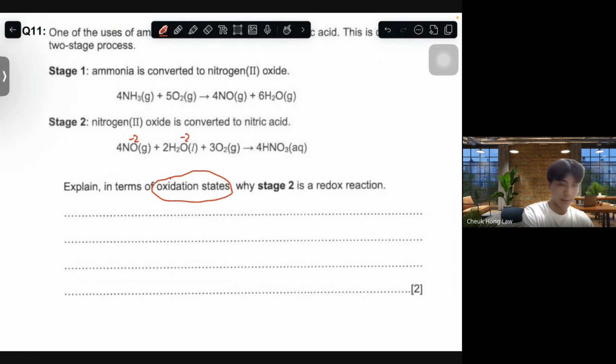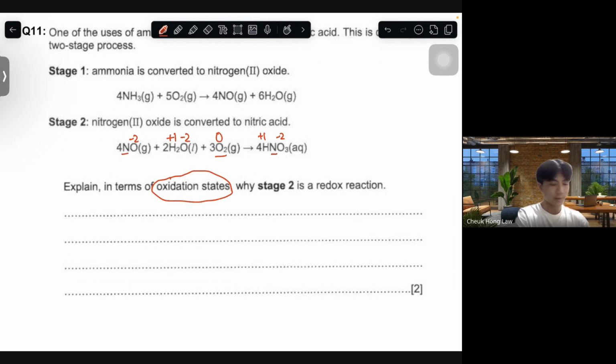H2O, oxygen is -2. Okay, 3O2, the oxidation state is always 0. Doesn't matter which element. Any element by itself, the oxidation state is 0. And then HNO3, oxygen's oxidation state will be -2. Then now I look out for hydrogen. So hydrogen in H2O will be +1, and hydrogen in HNO3 will also be +1. Now let's see what I'm left with. I'm left with nitrogen here and nitrogen here.